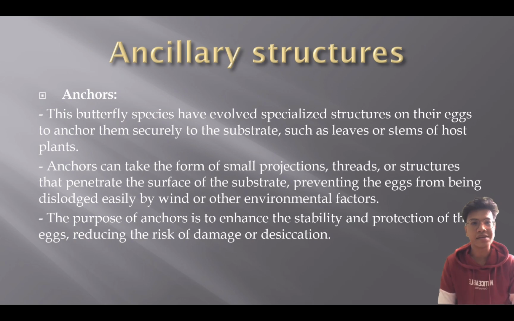For the next slide is ancillary structures for butterflies. The anchors: these butterfly species have evolved specialized structures on their eggs to anchor them securely to the substrate, such as leaves or stems of host plants. Anchors can take the form of small projections, threads, or structures that penetrate the surface of the substrate, preventing the eggs from being dislodged easily by wind or other environmental factors.